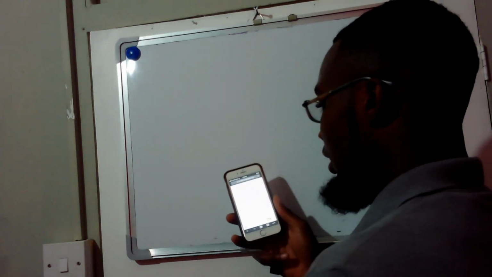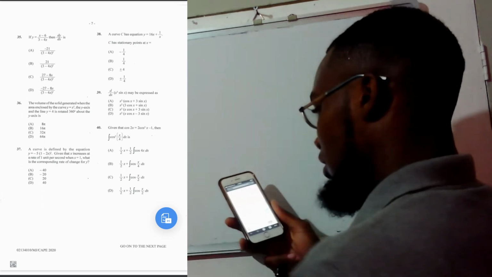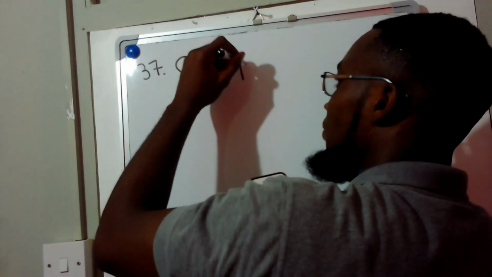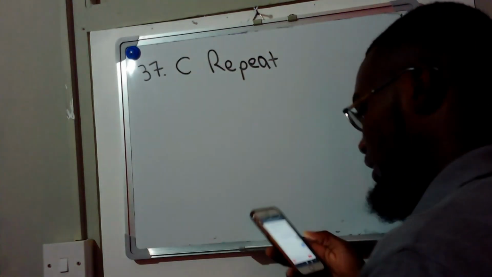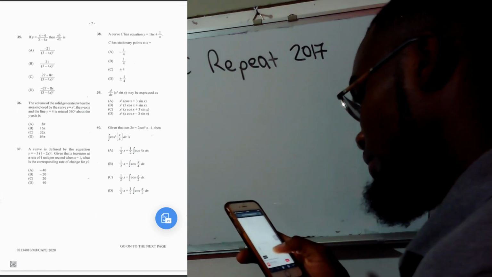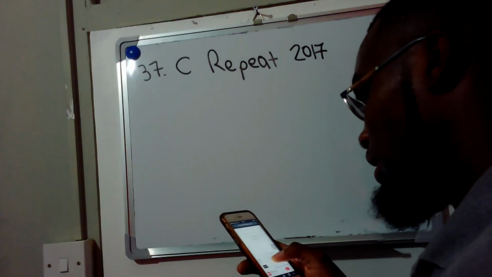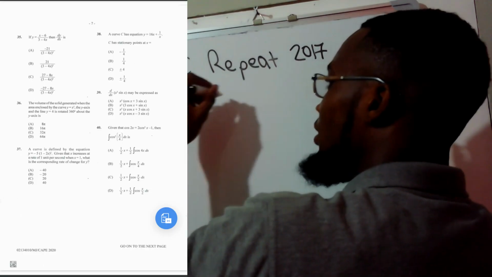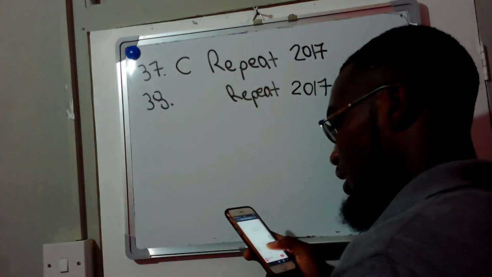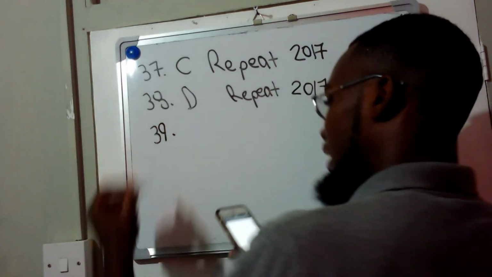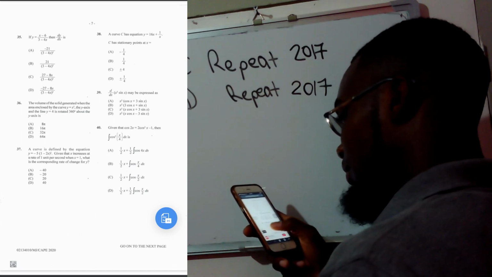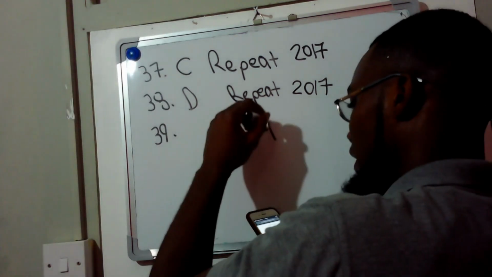Number 37, oh, this one repeats. Number 37, I think, is C. It's a repeat. I don't remember which year, I know it's like 2017 or one of those years. Number 38, this repeats from 2017 as well, and this is option B. Number 39 is another repeat.